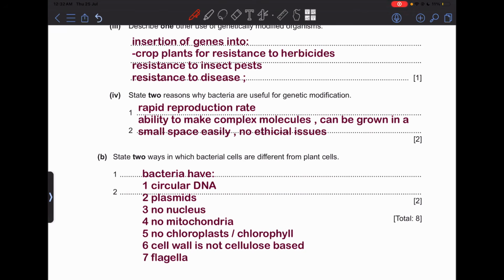State two reasons why bacteria are useful for genetic modification. They have a fast reproduction rate. That means they are reproducing very fast, and there will be large numbers of bacteria in a very short time. They have the ability to make complex molecules, and they can be grown in a small space easily, and there will be no ethical issues. That means there will be no people saying we have to protect bacteria from being used in the lab because they also have rights. And also there are no issues regarding cruelty or abuse of bacteria because nobody wants bacteria anyways.